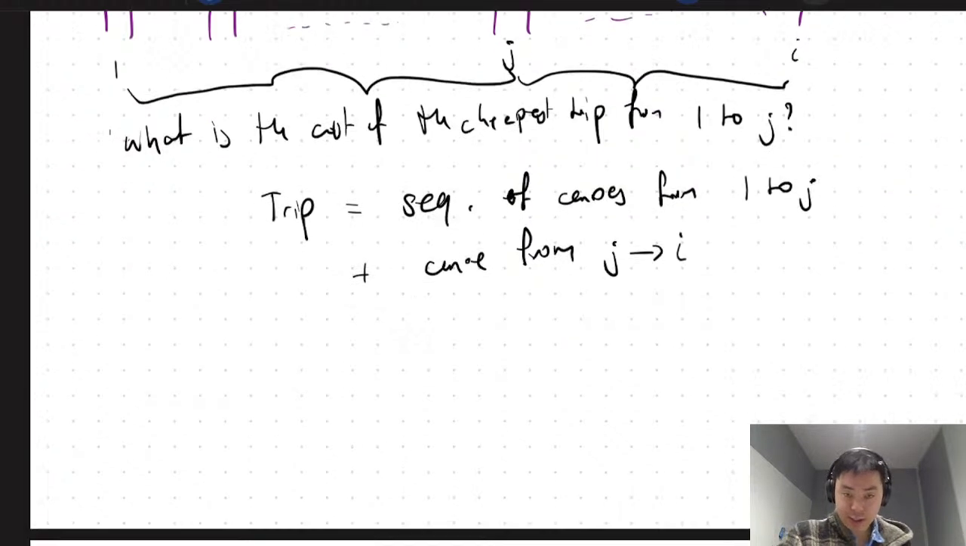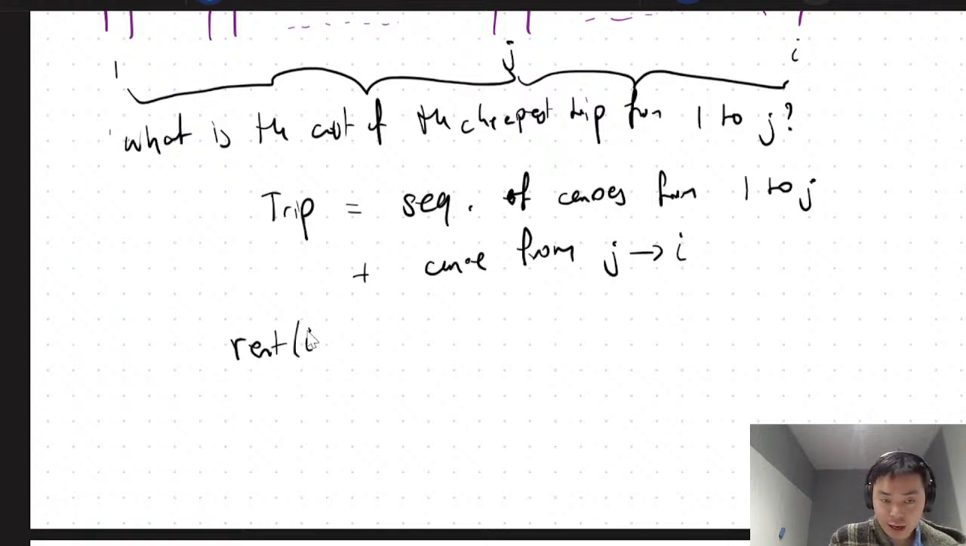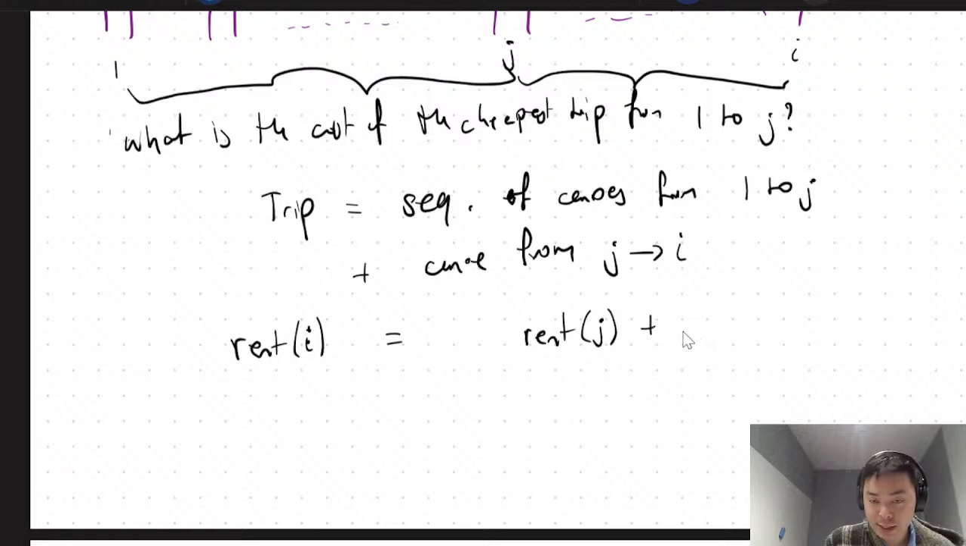Cool. And so rent of i is equal to, I'm going to leave some space out here because we're going to figure out what exactly this part is. It's going to be rent of j plus f of j i. Okay, I've left out some space because this is not exactly correct. What goes here? So what we want to do is figure out what exactly goes here.